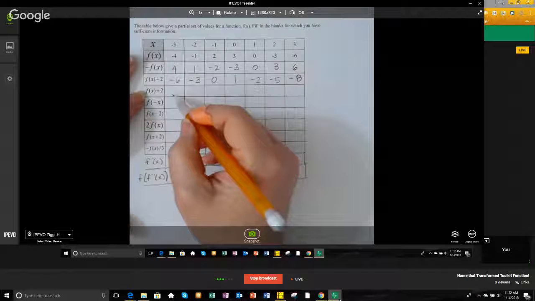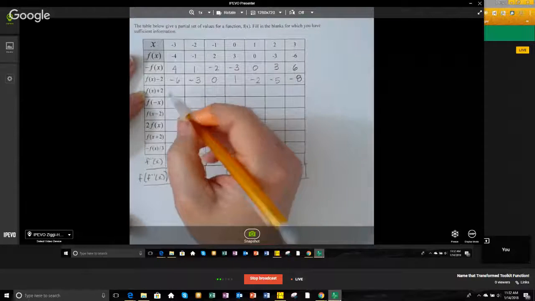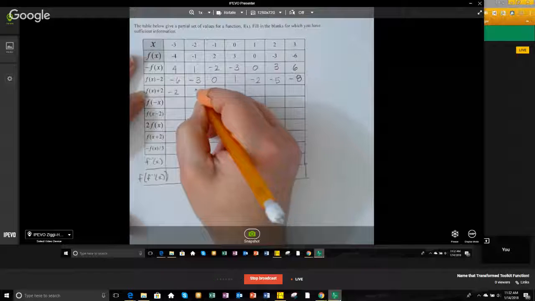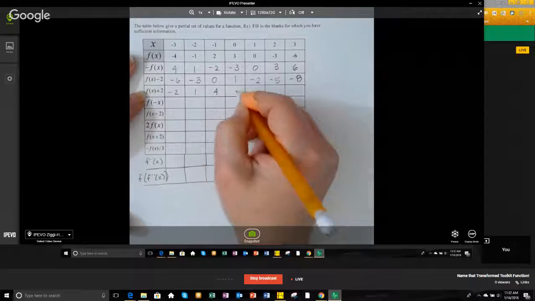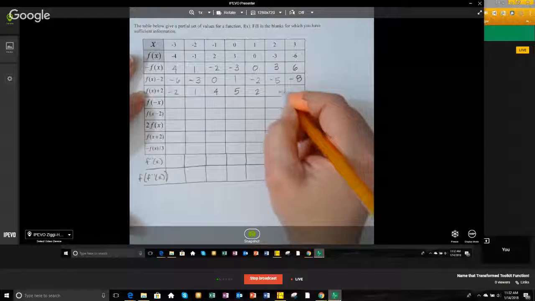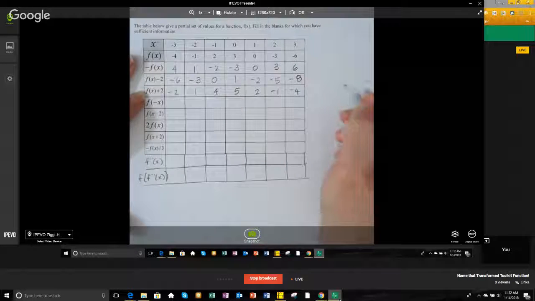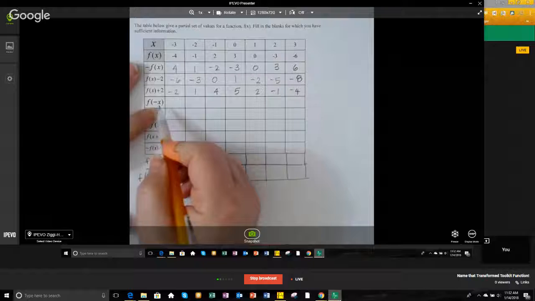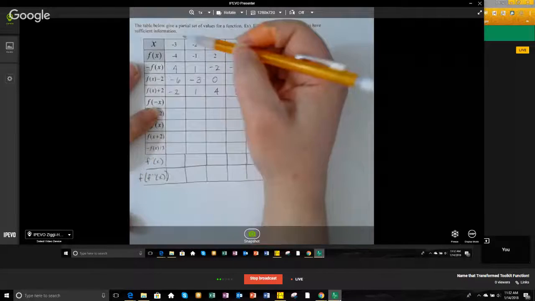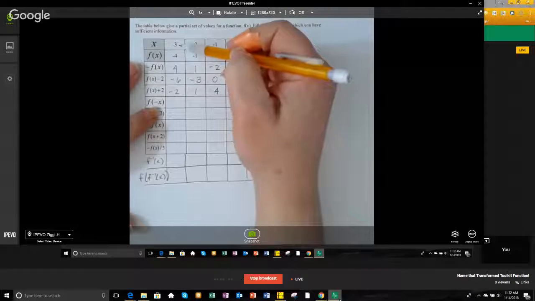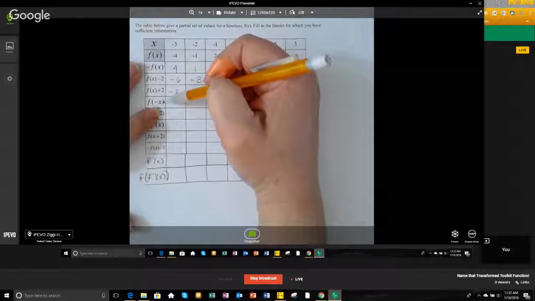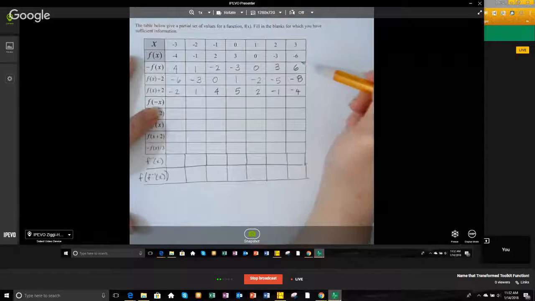And now we're going to take all those y values, the f of x values, and add 2. So this will be -2, 1, 4, 5, 2, -3 plus 2 is -1, plus 2 is -4. Now we're going to make x the opposite of what it is. So if x is -3, f of -3 is going to be f of 3. So I go to the f of 3 column and I put -6.